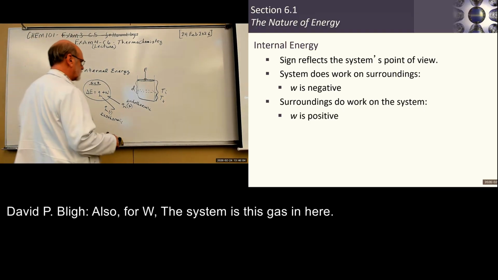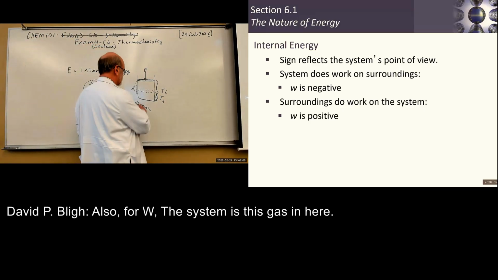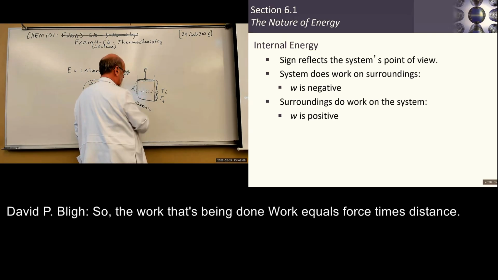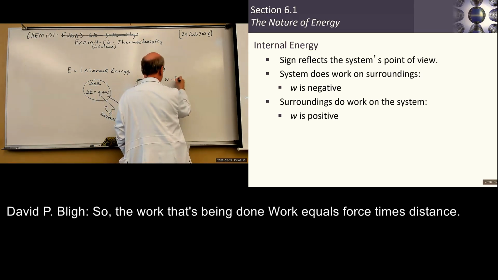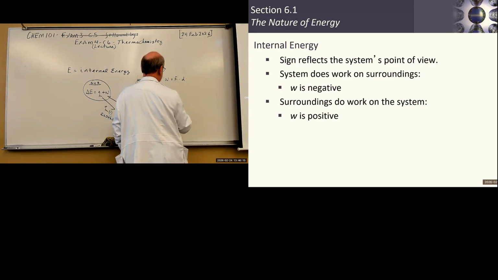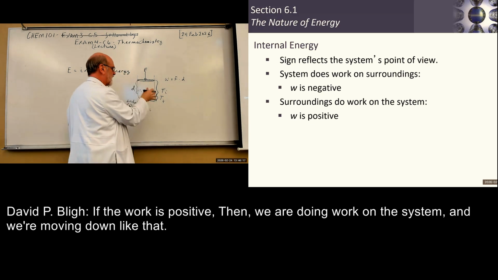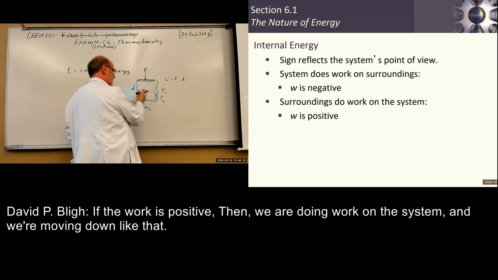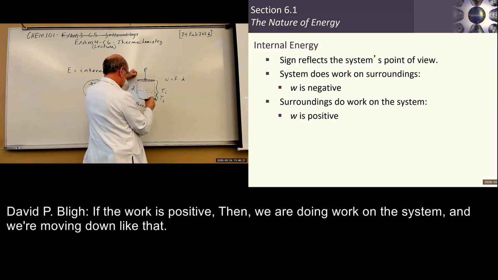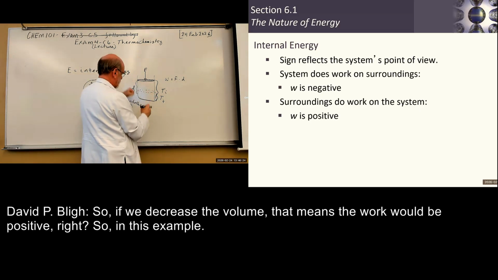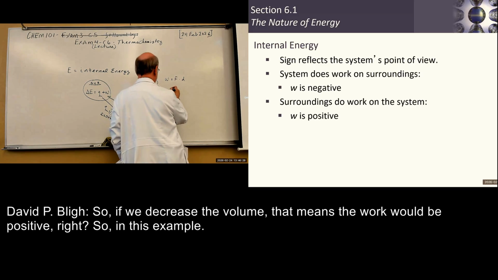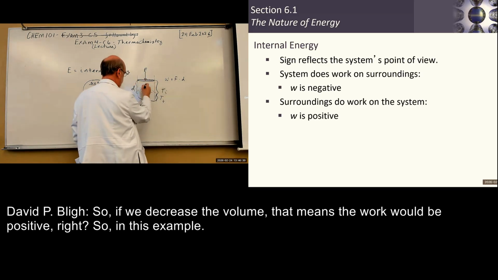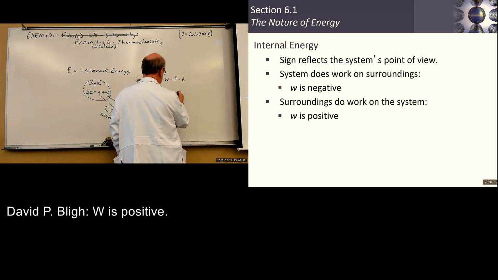Also, for W, the system is this gas in here. So the work that's being done, work equals force times distance. If the work is positive, then we are doing work on the system and we're moving down like that. So if we decrease the volume, that means the work would be positive, right? So in this example, W is positive.